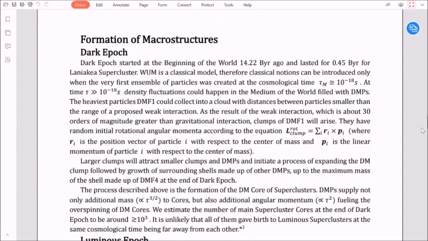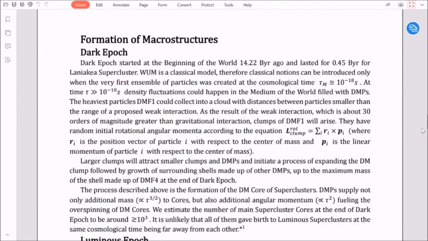Formation of macrostructures, dark epoch. Dark epoch started at the beginning of the world 14.22 billion years ago and lasted for 0.45 billion years for the Laniakea supercluster. WOM is a classical model. Therefore, classical notions can be introduced only when the very first ensemble of particles was created at the cosmological time about 10 to the minus 18 seconds.